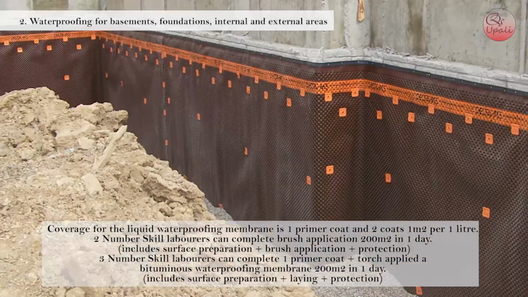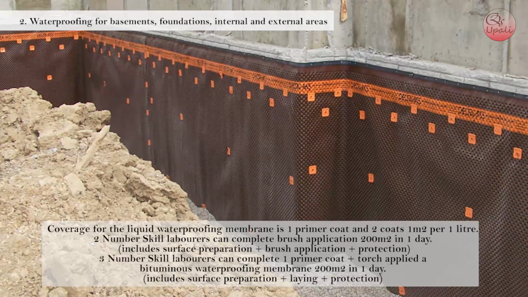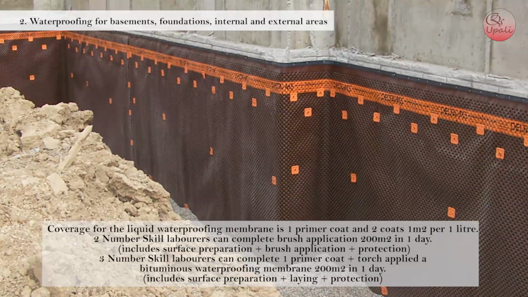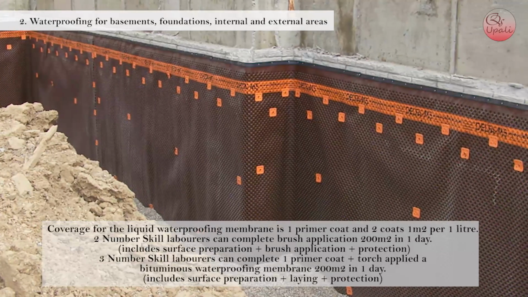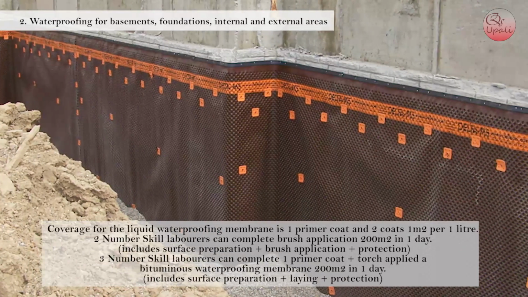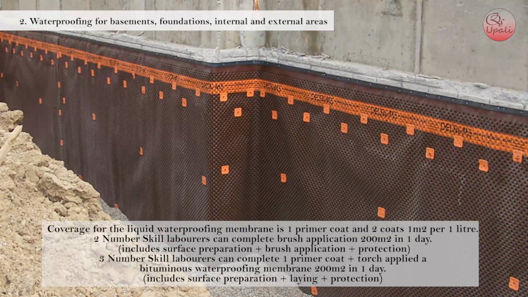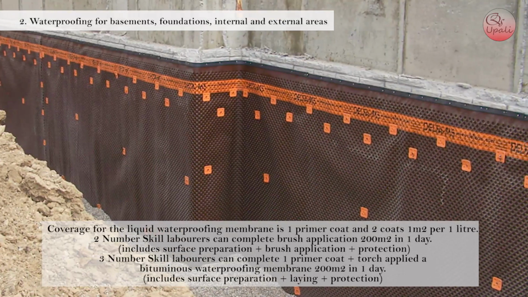3 number skilled laborers can complete 1 primer coat plus torch apply a bituminous waterproofing membrane 200 meter squares in 1 day. Includes surface protection plus laying plus protection.